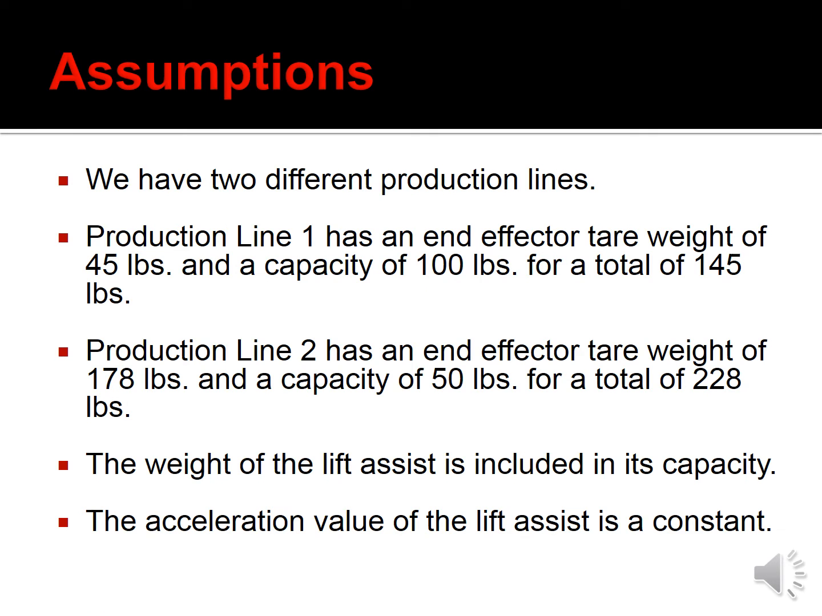So the assumptions that we made were that we have 2 different production lines. Production line 1 has an end effector tare weight of 45 pounds and a capacity of 100 pounds, equaling up to a total of 145 pounds. The second production line has an end effector tare weight of 178 pounds and a capacity of 50 pounds, adding up to a total of 228 pounds. The weight of the lift assist is included in its capacity, and the acceleration value of the lift assist is a constant.